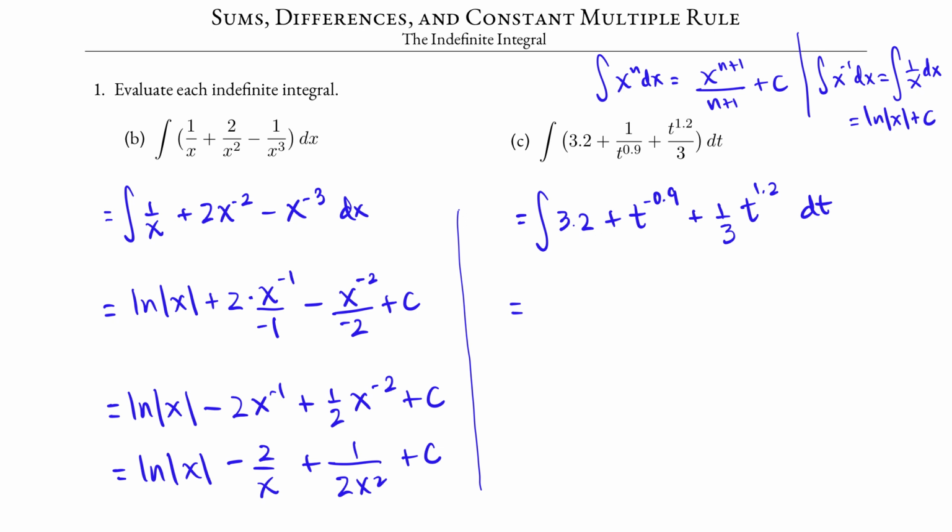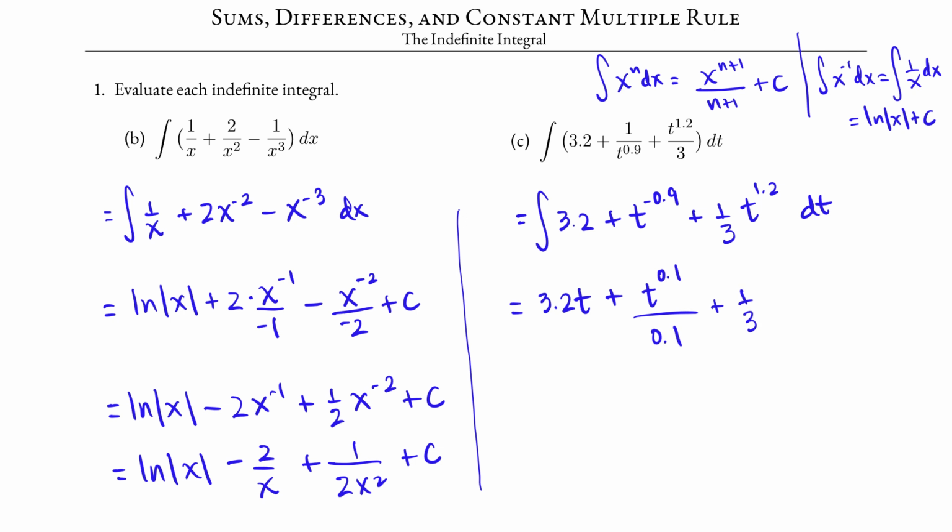The antiderivative of 3.2 with respect to t is 3.2t, plus t to the negative 0.9 is the power. The antiderivative of t to the negative 0.9 is t. We add 1 to negative 0.9. 1 plus negative 0.9 is positive 0.1. And we divide by the new power right away.